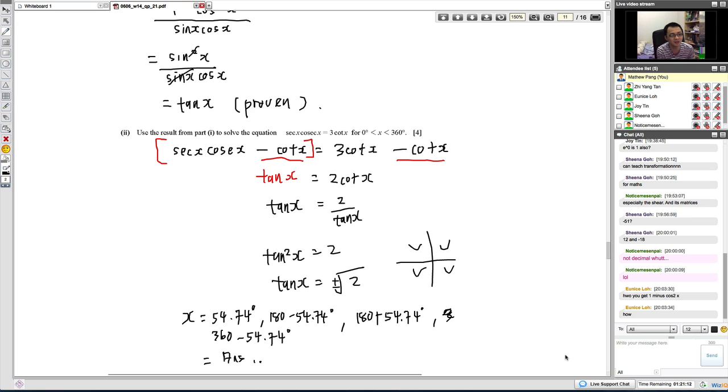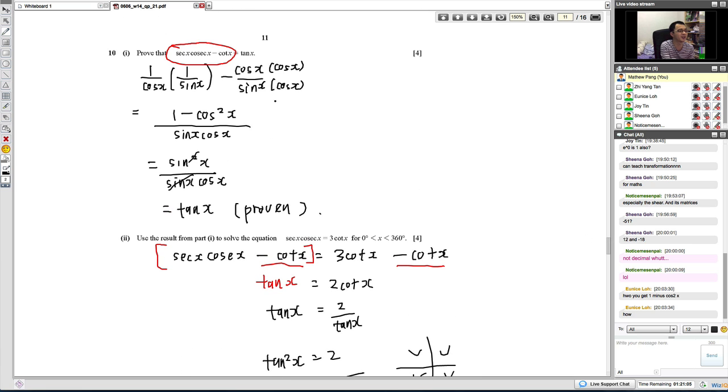Right, so I'm answering Eunice's question. How do you get 1 minus cos square x? Because what I do over here is, this is cotangent, cos over sine x. I want to make the sine x have the same denominator as the other side, because the other side is sine x cos x. So what I will do is I multiply cos x here and multiply cos x here. So cos x times cos x will give me cos square x. If I get the cos square x, of course I can change this one to sine square. Okay, can you understand or not?